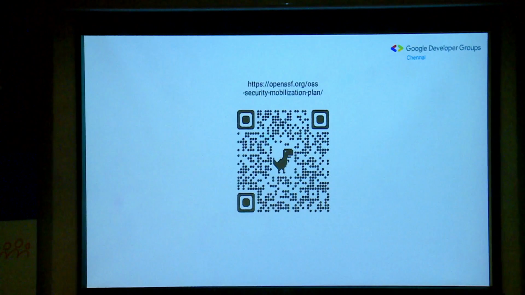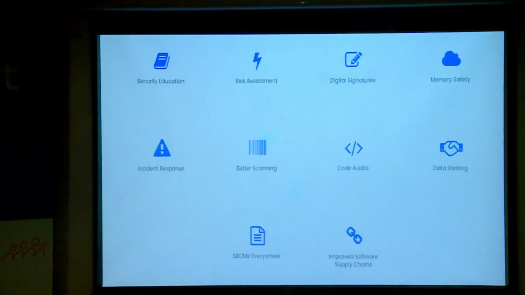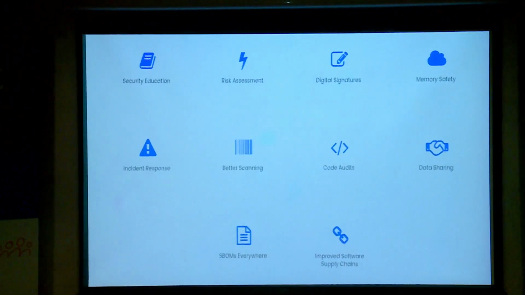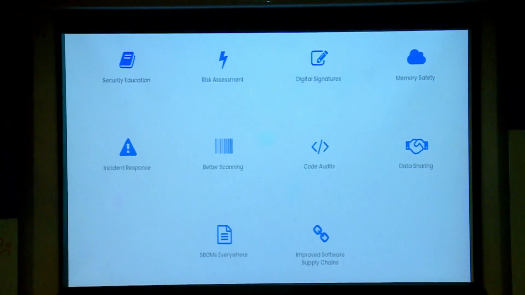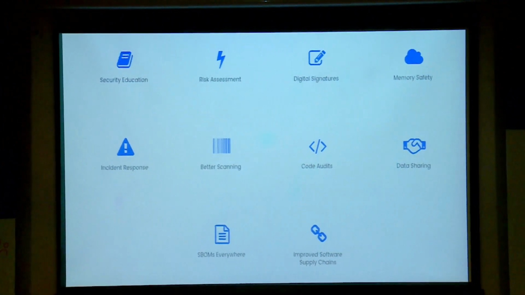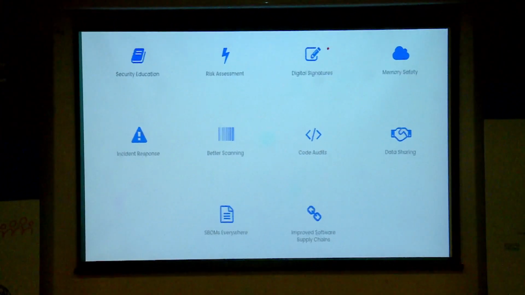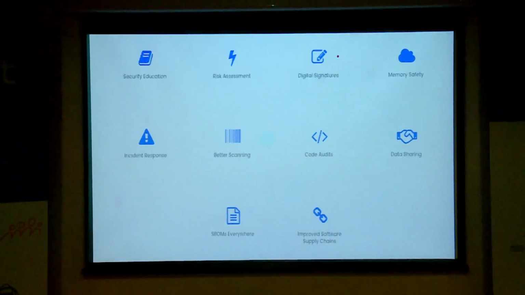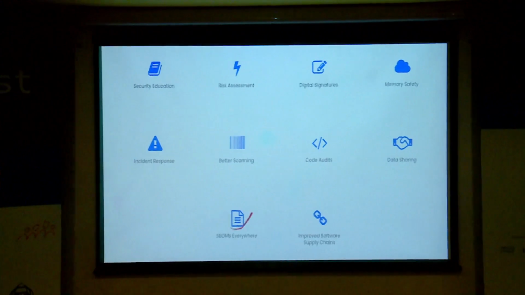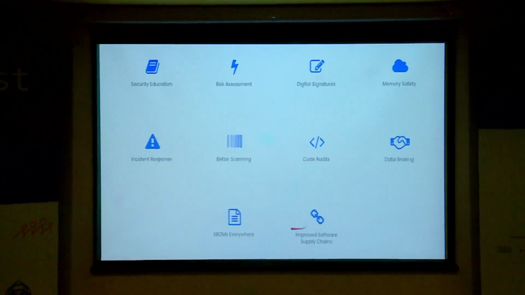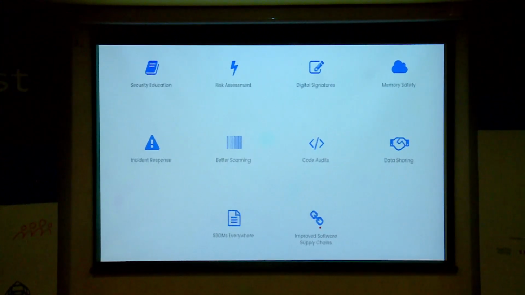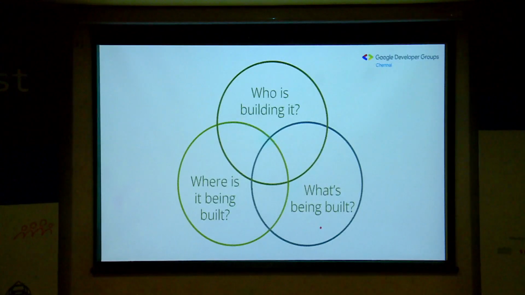They call it the mobilization plan. And in that mobilization plan, they have about 10 different areas where they want to focus. Obviously, I'd love to go through all of the 10 areas, but today we are going to focus on a few. So we'll focus on digital signatures. We'll focus a little bit on S-bombs, and ultimately we are going to focus on improving supply chain security.